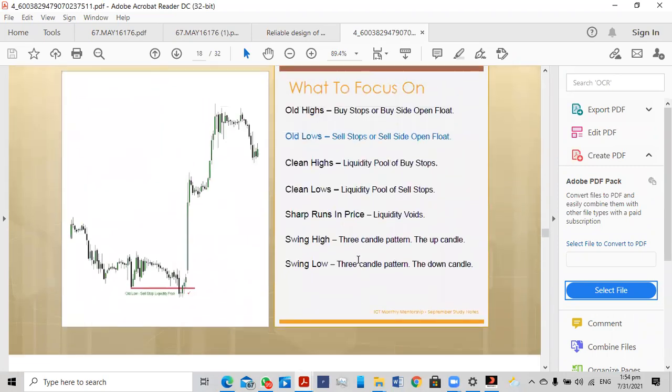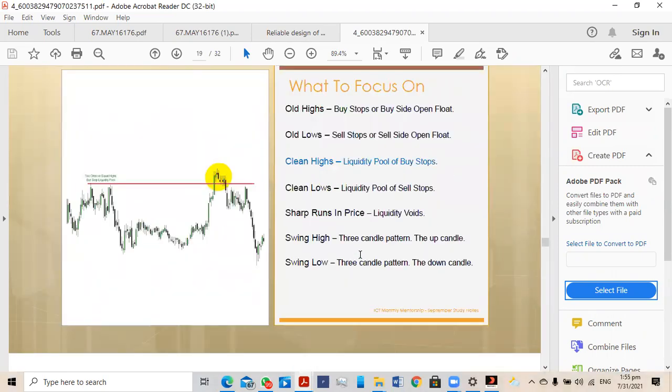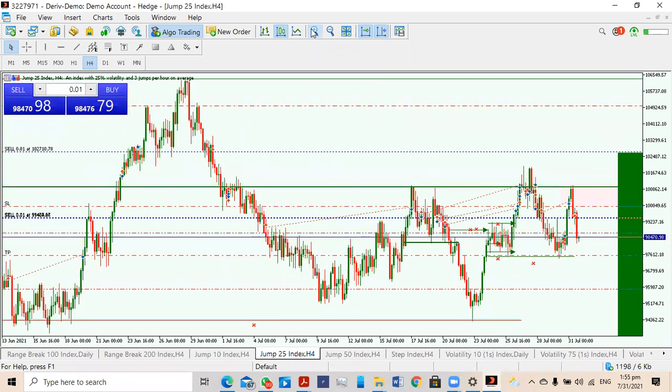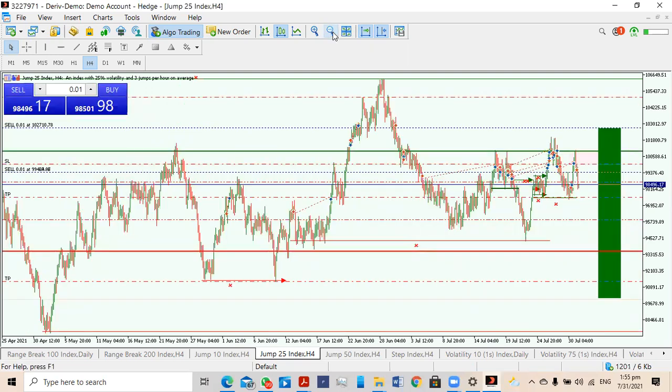So okay, let me see what's here. There's something called buy stop liquidity and sell stop liquidity. Okay, are you with me? Yes. Okay, so we have buy stop liquidity and sell stop liquidity.